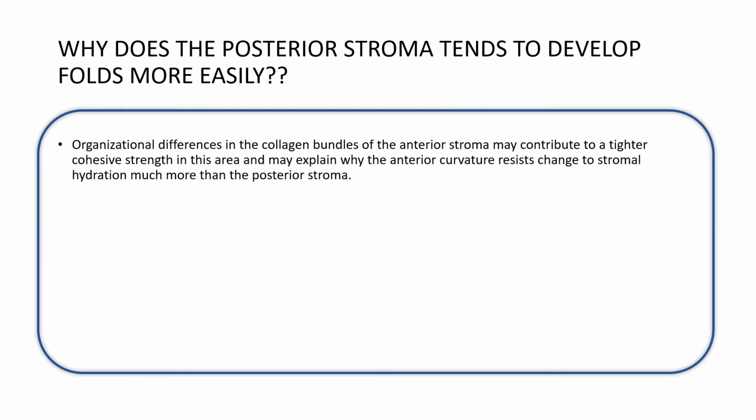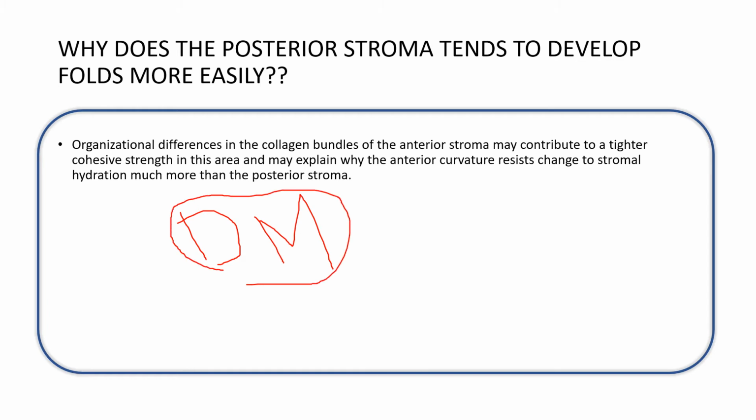Okay, a whole lot of time we talk about the DM folds. We say that this patient has got Descemet membrane folds. Now, why are there folds only on the posterior stroma? Right? Why does the posterior stroma tend to develop folds more easily?